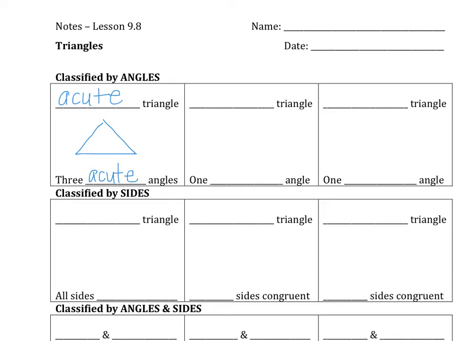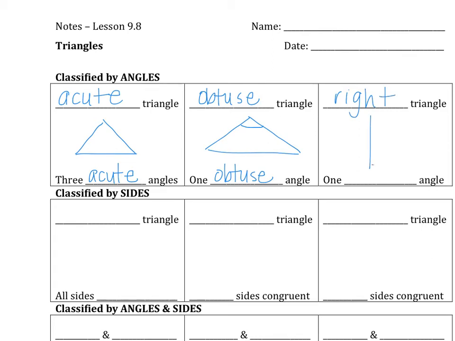The second one is an obtuse triangle. And in an obtuse triangle, one of its angles is greater than 90 degrees. So one is obtuse. And a right triangle is a triangle that has one right angle, which means one of its angles is 90 degrees.